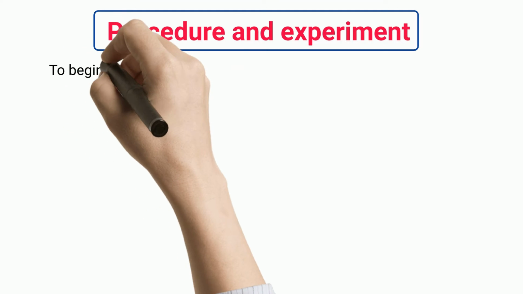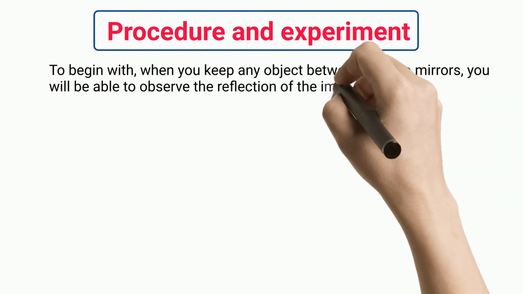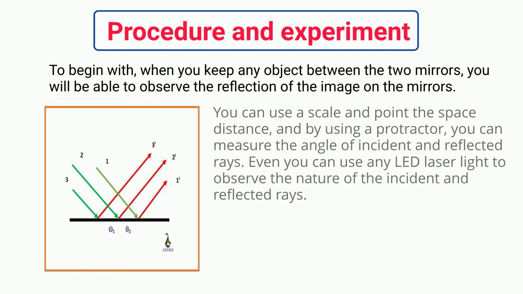Procedure and experiment. To begin with, when you keep any object between the two mirrors, you will be able to observe the reflection of the image in the mirrors. You can use a scale to measure the distance, and by using a protractor, you can measure the angles of incident and reflected rays. You can even use any LED laser light to observe the nature of the incident and reflected rays.